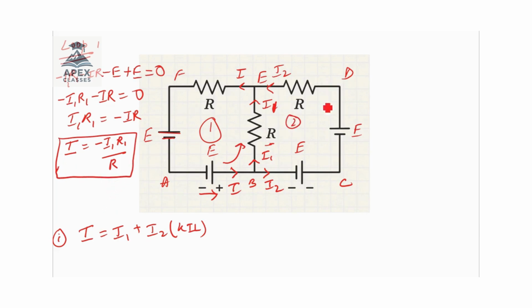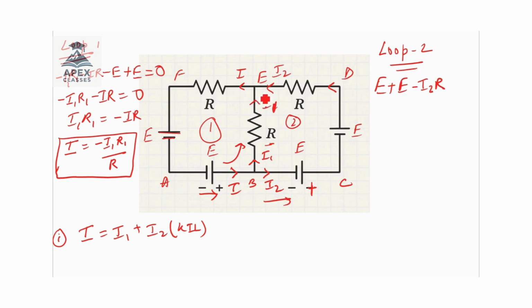Now consider this second loop, loop number 2. Let's move in the direction of I2. From minus to plus, the longer terminal is positive, so it will be plus E. Here also negative to positive, so plus E. Then here I2 is flowing in our direction, so minus I2R.